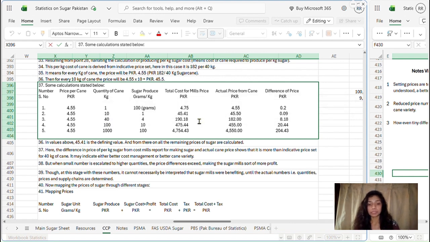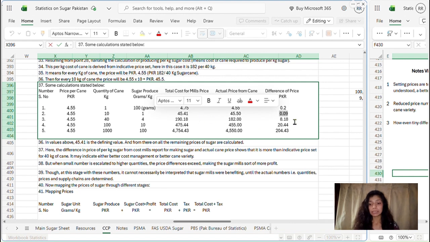But when the mills are producing 1 kg of sugar from that 10 kgs of cane, they are getting 45 rupees and 41 paisas in cost. That means when you calculate the difference between the two, the cost of cane they are purchasing at 45.50 and the sugar they are producing at 45.41, the difference is 9 paisas. Now it means they are buying 10 kg of sugar cane at 45 rupees and 50 paisas, but from that 10 kg of cane they are making 1 kg sugar at 45 rupees and 41 paisas.